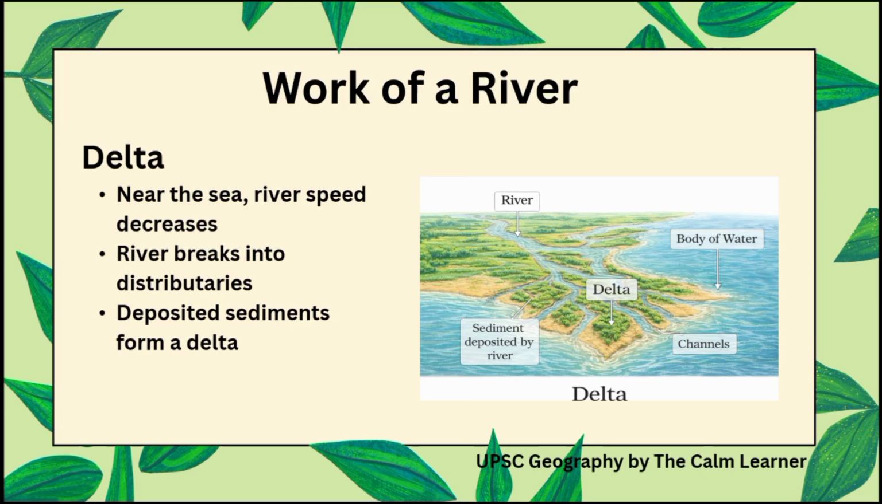Now the sediments carried by the river are deposited near the mouth, and over time these deposits build up to form a delta. So a delta is usually triangular in shape and is a very fertile region. So deltas are important depositional landforms formed at the lower course of a river.